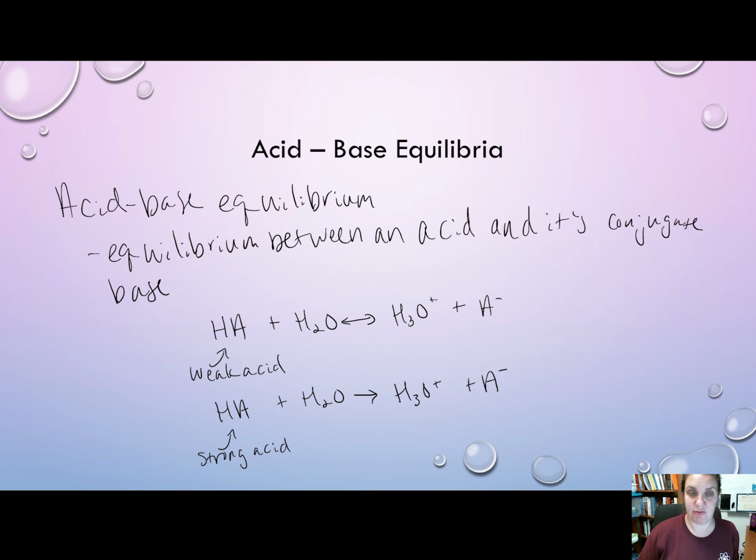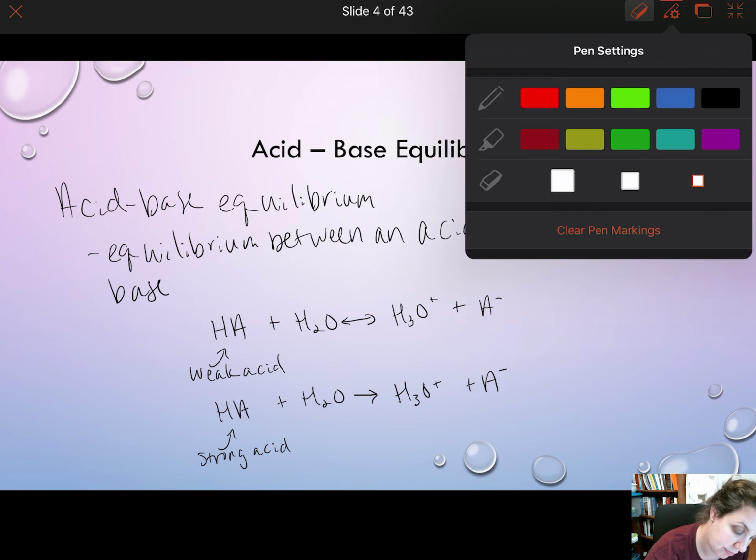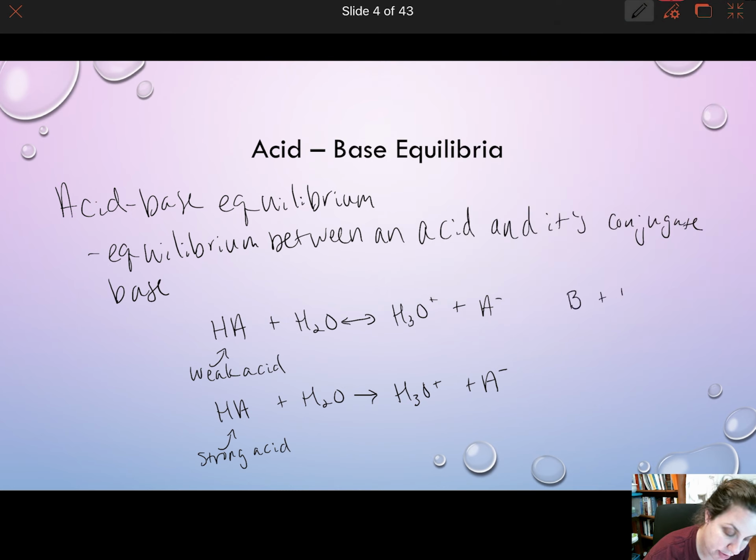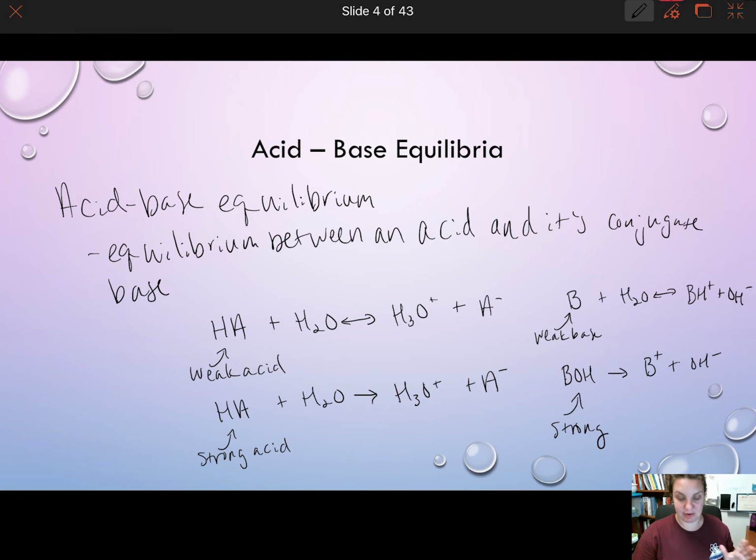We have the same idea when we have a base. So we have a base equilibrium. So BOH. With our equilibrium itself, we're going to have B plus H2O in equilibrium with BH plus and OH minus. But if we have a strong base, so this would be a weak base, a strong base will just completely dissociate and will not be an equilibrium process. So we're going to look at the differences between strong and weak acids, strong and weak bases. Weak acids and weak bases have our equilibrium. Strong acids and strong bases are a one-way reaction where it goes from reactants to products during its dissociation.